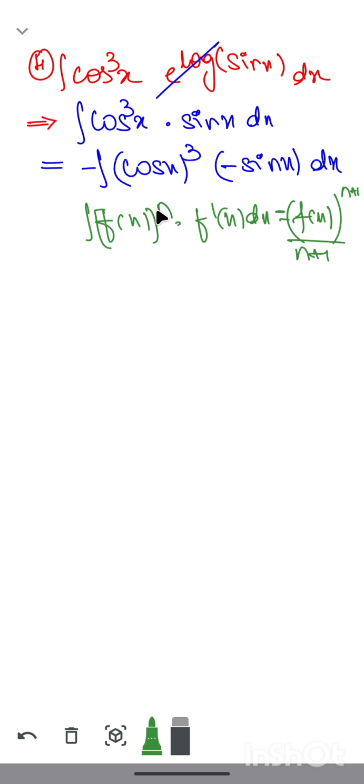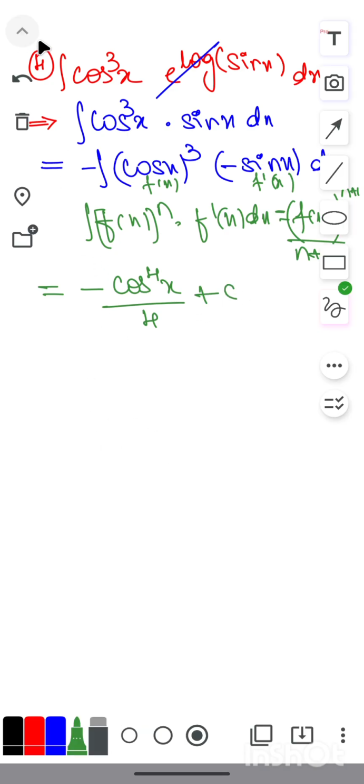So by observing this function you can realize that f of x is to be assumed as cos x. Assume this is f of x whole power 3 we have, and this one is f dash of x. So this is exactly in the form of f of x to the power of n into f dash of x. So integration of this one will be minus cos to the power 3 plus 1, 3 plus 1 is nothing but 4, divided by 4 plus c. Yeah, this is our required answer.